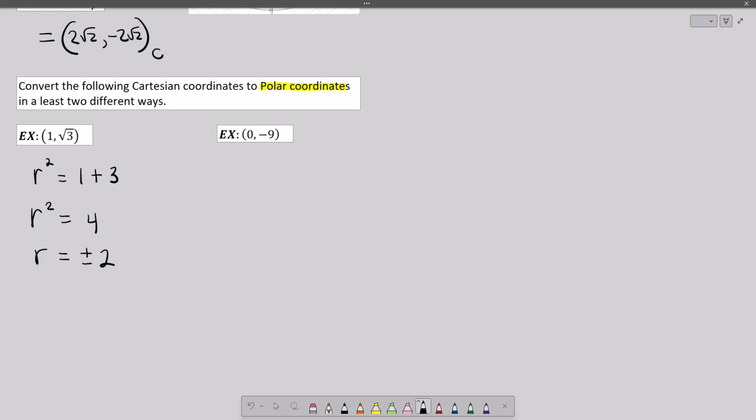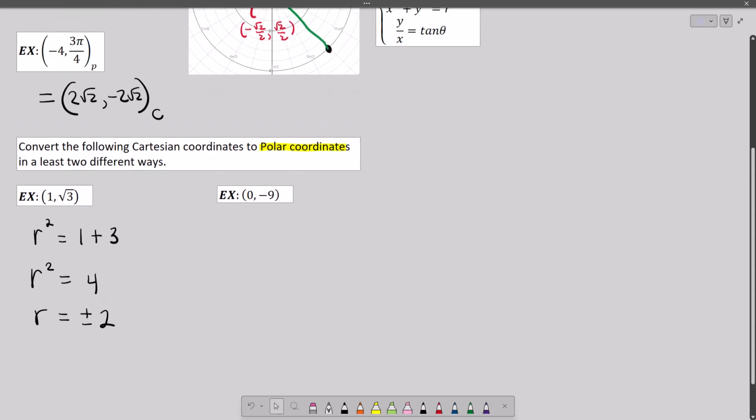And as we've seen, there's lots of different representations of a polar point. We could choose the positive r and then have a positive or negative theta. We could choose the negative r and then have a positive or negative theta. Generally, we will choose the standard representation, which is positive r, positive theta, and theta is between 0 and 2 pi. That's the standard representation. So we'll choose the positive 2.